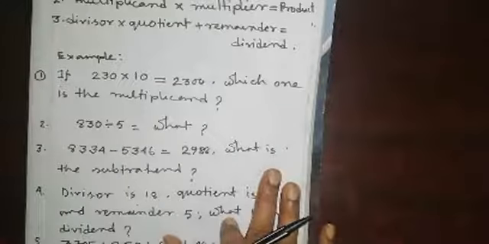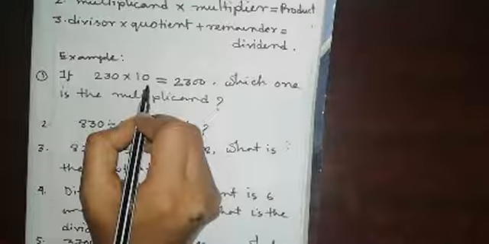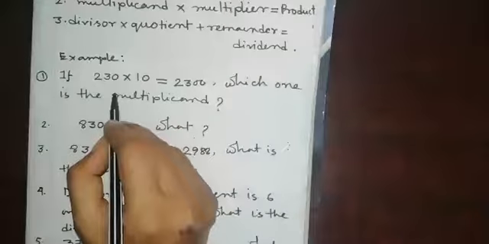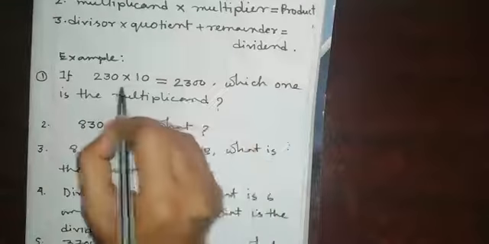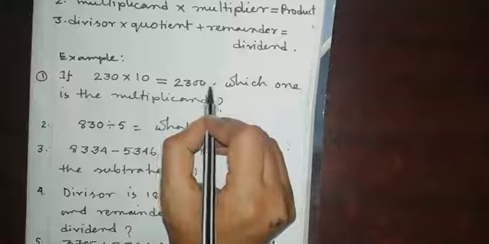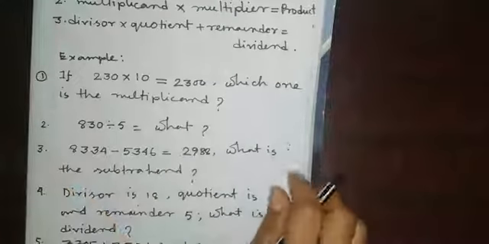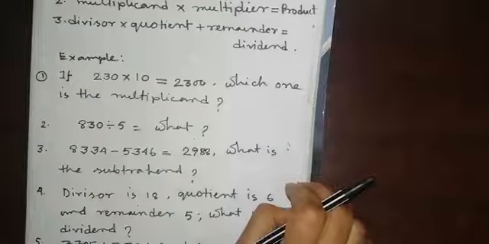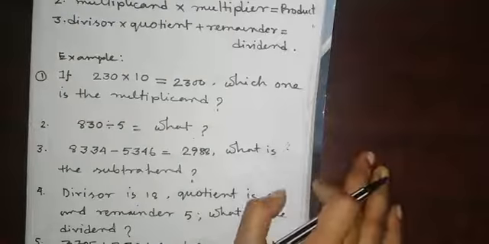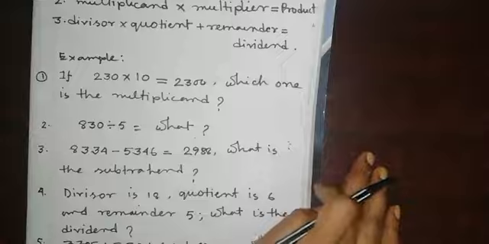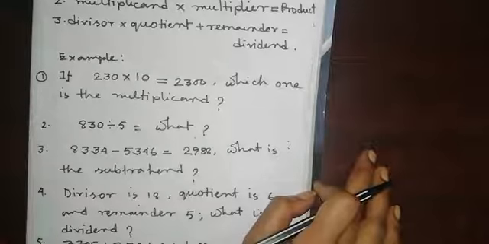Now I am going to practice with you. Look at there. If 230 into 10, attention please, 230 into 10 equal to, it is very easy, isn't it? We just multiply 1 into 23, that means 23. How many zeros are there? 1 and 2, so 1 and 2. But the question is, which one is the multiplicand? Actually you have to write down the answer now.